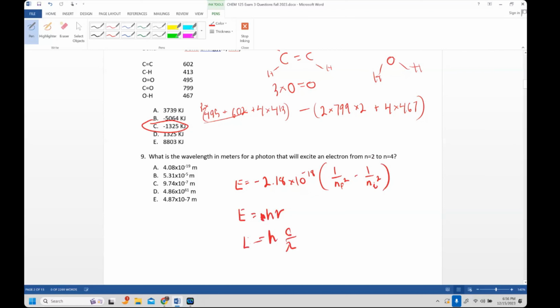hc over lambda, where lambda is the wavelength, and we can solve for the wavelength. So basically, if we plug both of those equations together, and I know I'm being a little bit lazy here, but I just want to get the point across on how to do this. It would be h, which is 6.626 times 10 to the negative 34, times the speed of light, which is 3 times 10 to the 8, divided by lambda, which you're finding, equals this, with n final being 4 and n initial being 2.